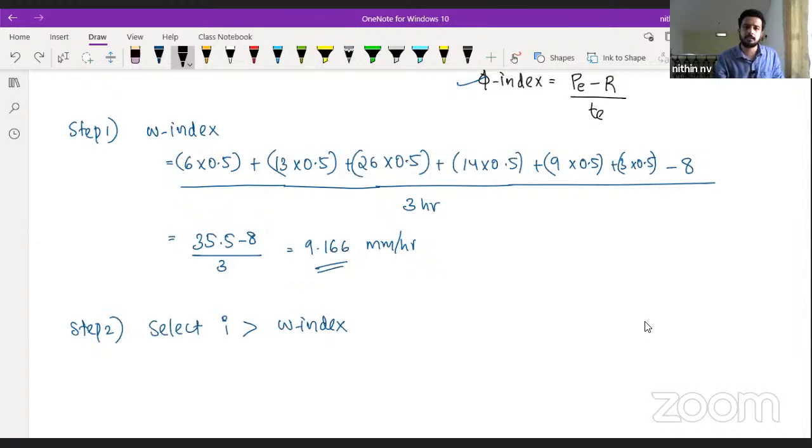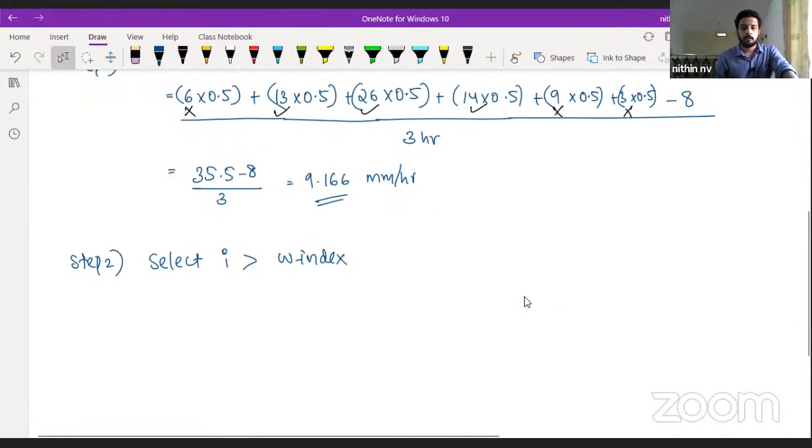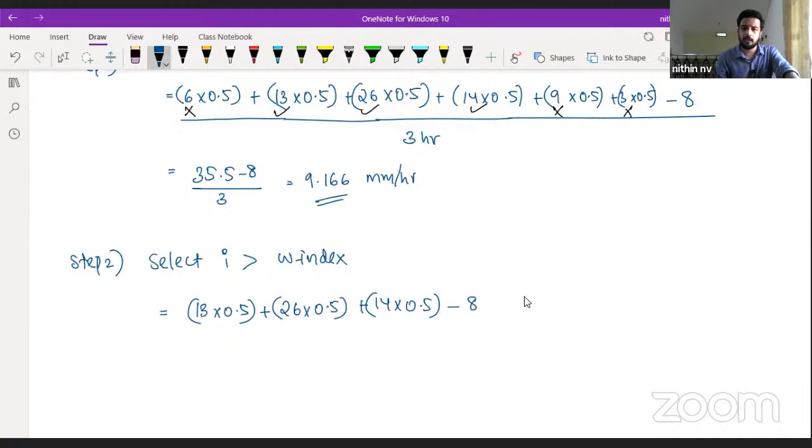So which are those intensities? 6 we are eliminating. 13 we are going to select, obviously. 26, 14, that's it. 9 is obviously less than 9.1, so this also we are eliminating. Is it clear? So we select those intensities which are perfectly greater than the W index. Which intensities are remaining? 13, 26, and 14. Only 3 intensities are greater. The runoff remains the same, 8 millimeters.